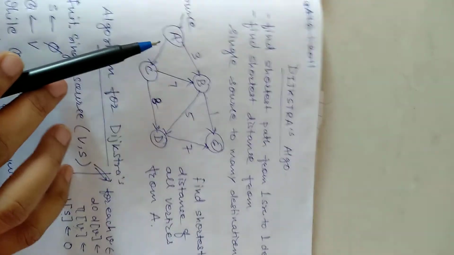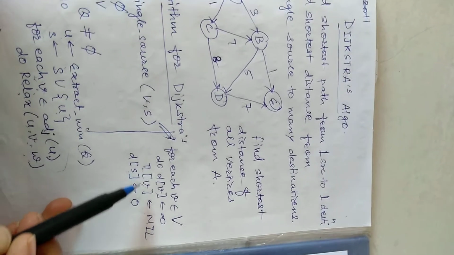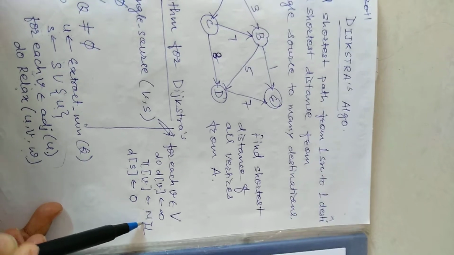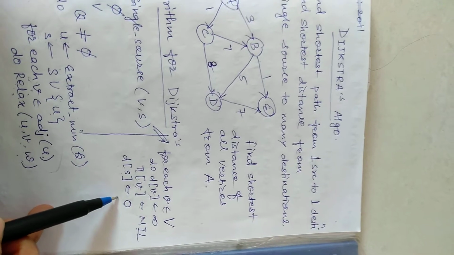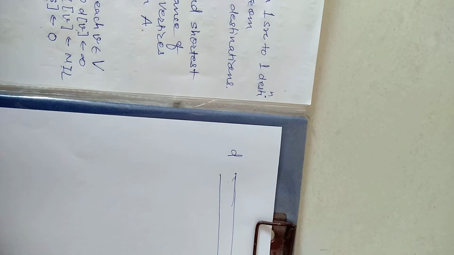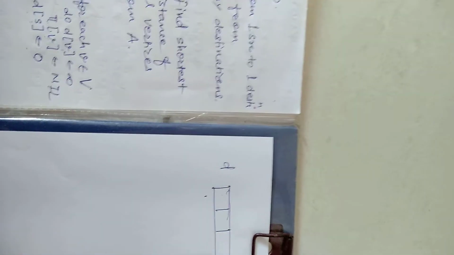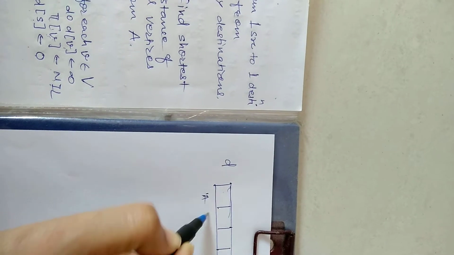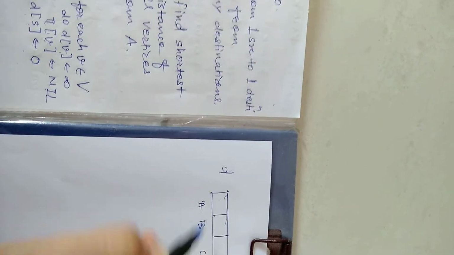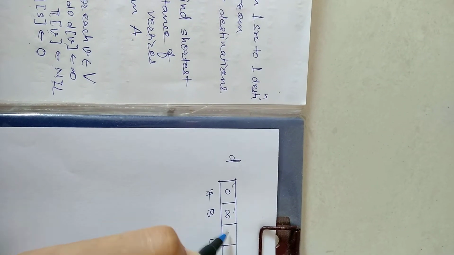source A. So initially, as per the init single source function, we'll set the d value of all the vertices to infinity and parent we are setting to nil. The D value of the source vertex is set to 0. So we have this D array where we are setting the D value of all the vertices to infinity. Let's say this is A, B, C, D. As A is the source, we are setting its D value to 0, and for the remaining vertices we are setting it to infinity.